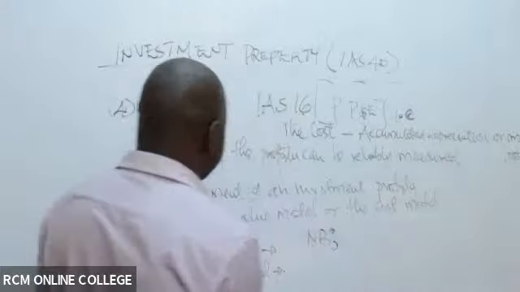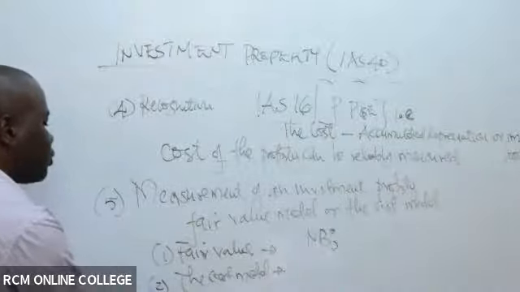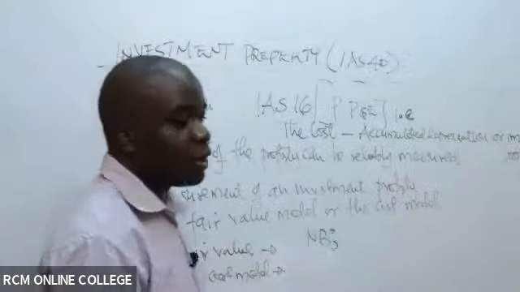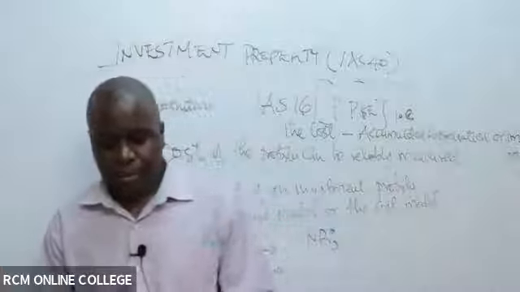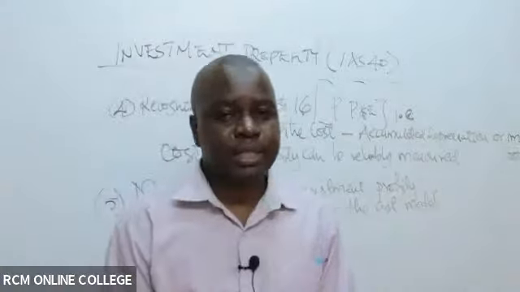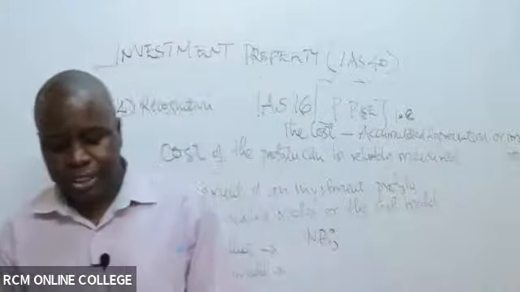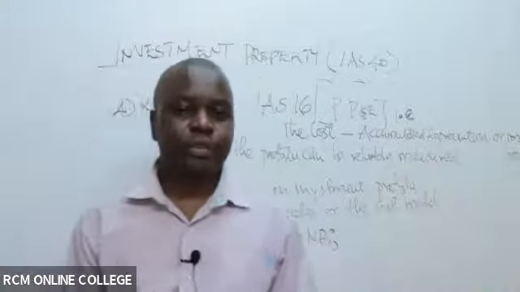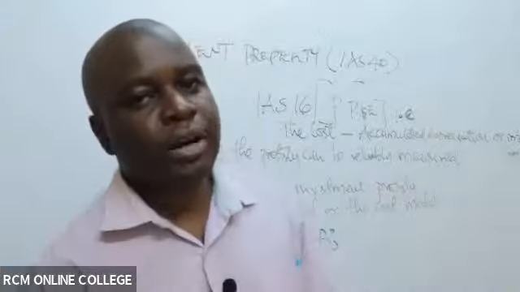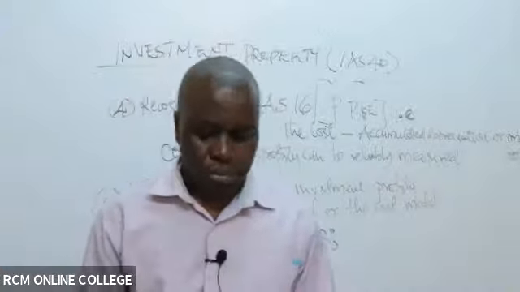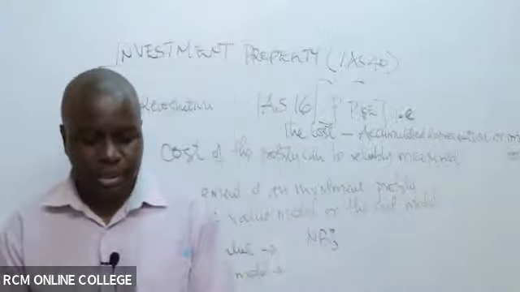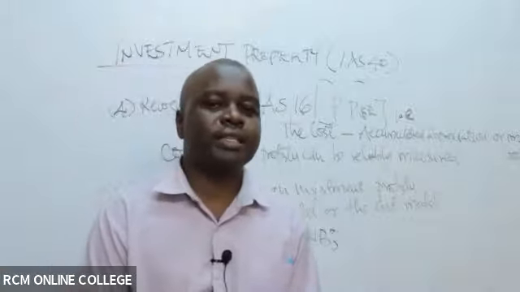Of course, you've been able to see there are two ways: fair value, or you can use the cost model. So you can put an NB and indicate: an entity will adopt one method of valuation on all its investment properties.